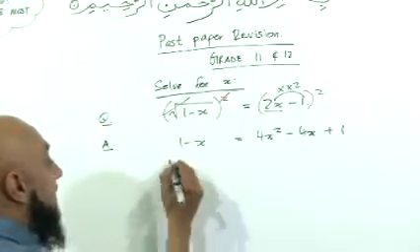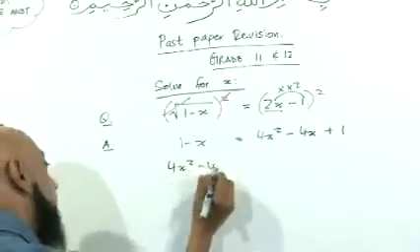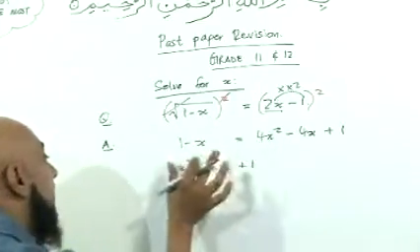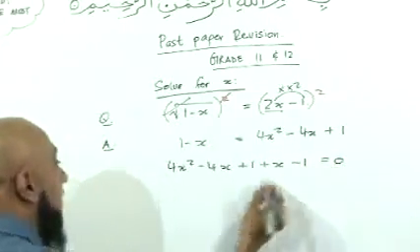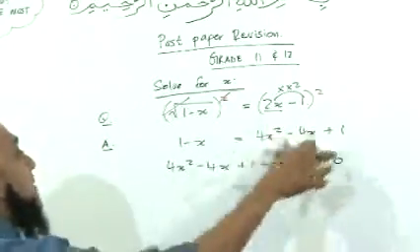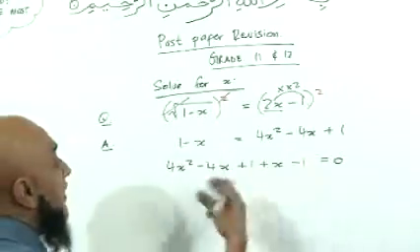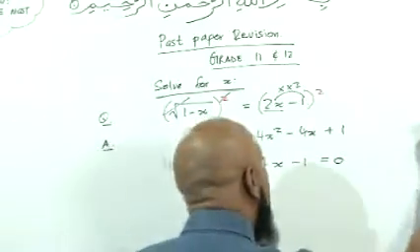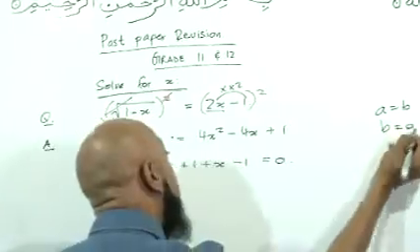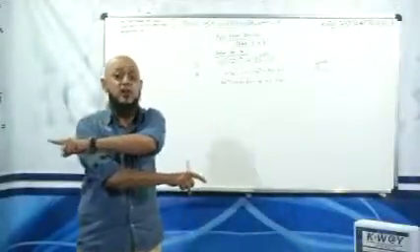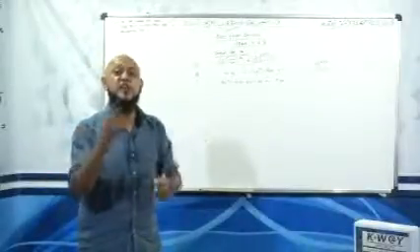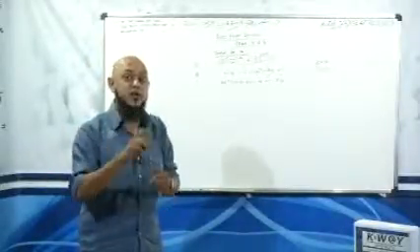Now collect all your like terms. 4x squared minus 4x plus 1. I've just moved that on that side. Plus x minus 1 equals 0. Okay, I've moved that. If I'm changing over everything on one side, you don't need to change its sign. If I tell you A is equal to B or B is equal to A, does it make a difference? No, it doesn't. If you're swapping both sides around, no problem, you don't need to change the signs. Only for inequalities, be careful.